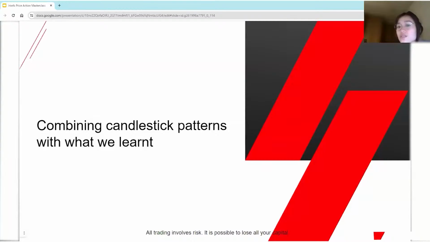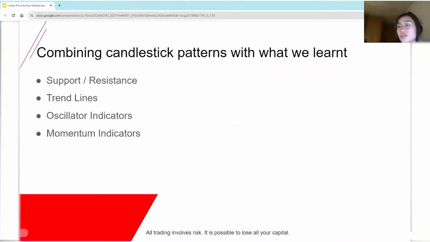Okay, so now let's look at combining candlestick patterns with what we already know. We're going to start off with support and resistance, followed by our trend lines, oscillator indicators, and momentum indicators. Okay, let's get started. So, again, if you guys have any other questions, feel free to let me know in the chat.